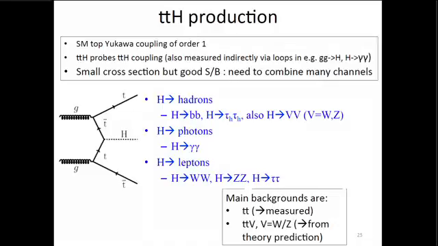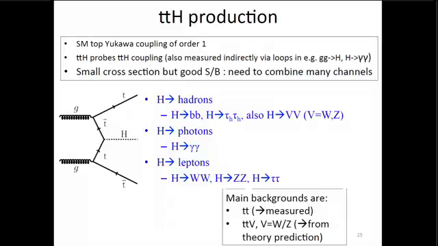This is already accessed in the loops of gg→H and H→gamma gamma, but of course in the loops you can have other contributions, so it's interesting to look at it at the tree level. And here the cross-section is really small, but the advantage is that the signal over background is quite good.